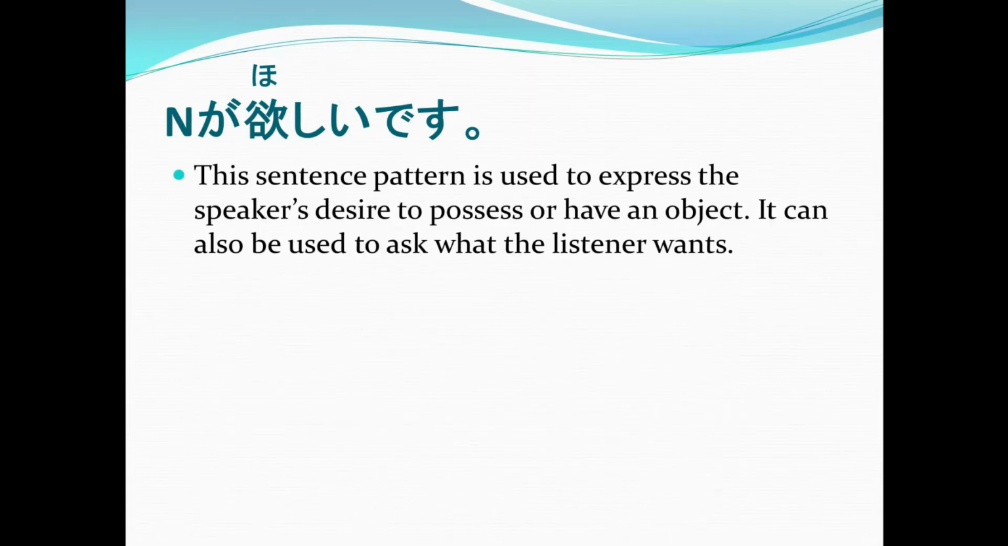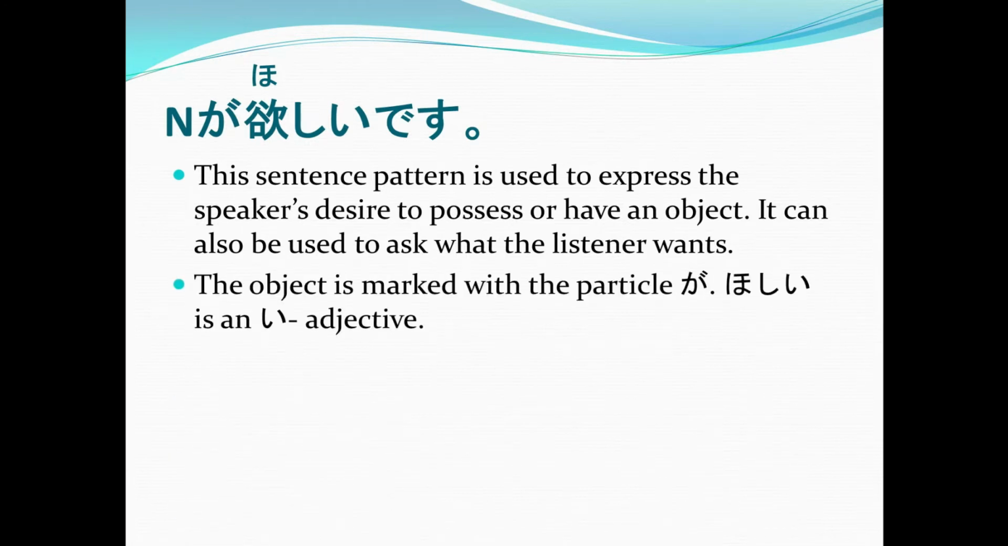Konnichiwa, minasan, Sedi desu. The first sentence pattern that we have is noun ga hoshi desu. This sentence pattern is used to express a speaker's desire to possess or have an object. It can also be used to ask what the listener wants. The object is marked with the particle ga. Hoshi is an E adjective.